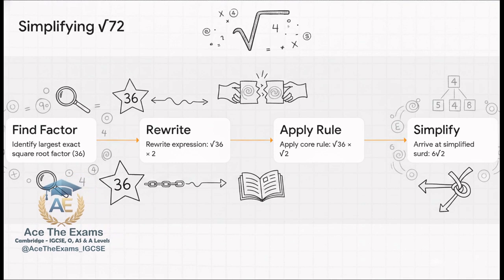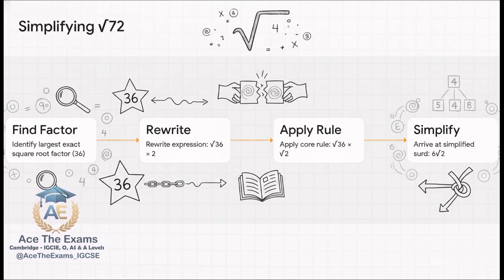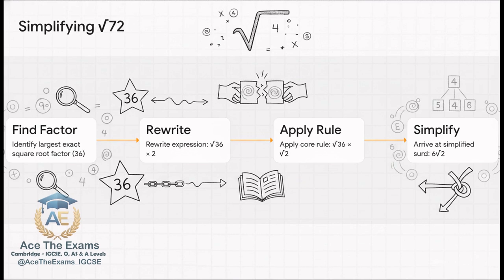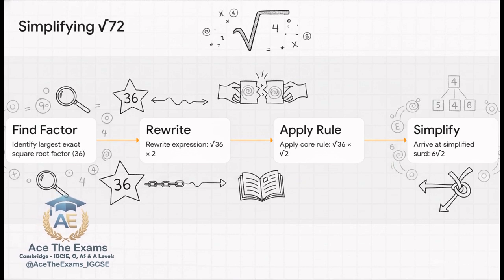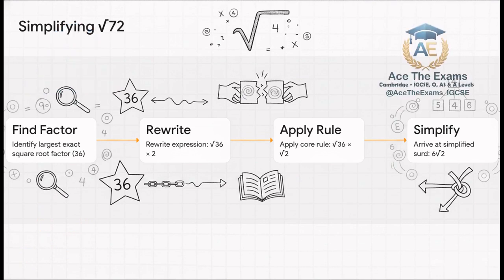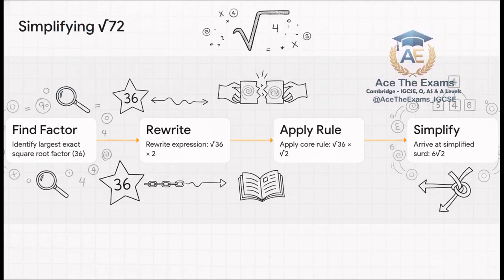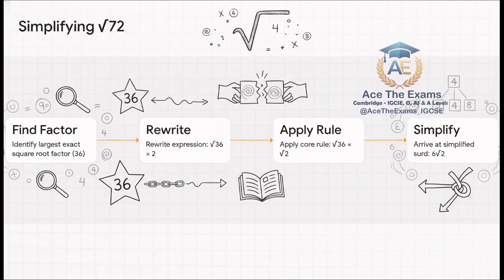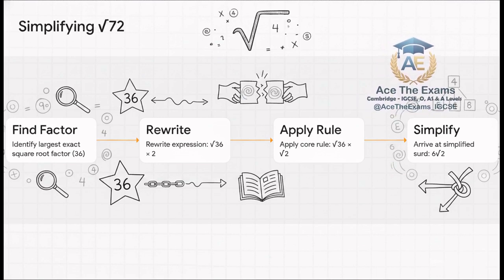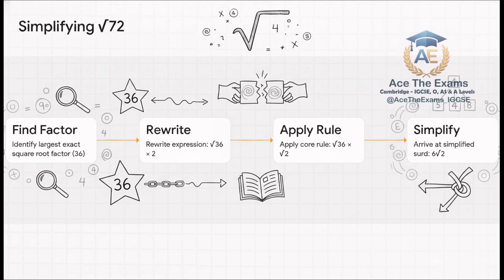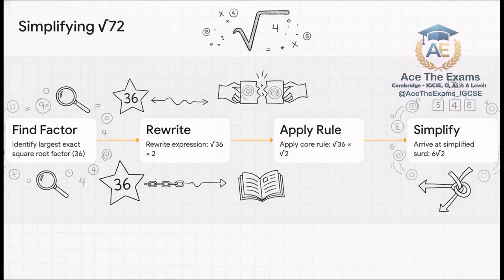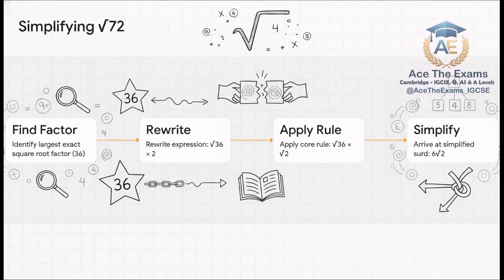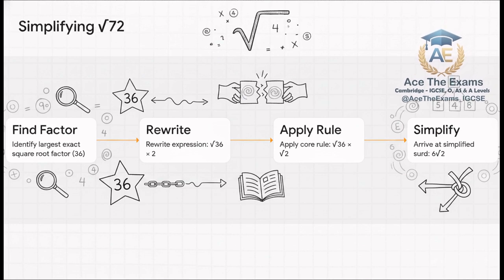Say we need to simplify the square root of 72. Now, 9 is a factor of 72, and 9 is a perfect square. 4 is also a factor, and it's a perfect square too. But remember that golden rule we just talked about? We want the largest exact square root factor. If you spot straight away that 36 is a factor of 72, you save yourself so much hassle. You just rewrite the expression as the square root of 36 times 2. Then, apply our core rule to split them up into root 36 times root 2. Since the square root of 36 is just 6, we instantly arrive at our beautifully simplified surd, 6 root 2. See? It's a much more graceful and efficient solution than endlessly chipping away at the number with smaller factors.